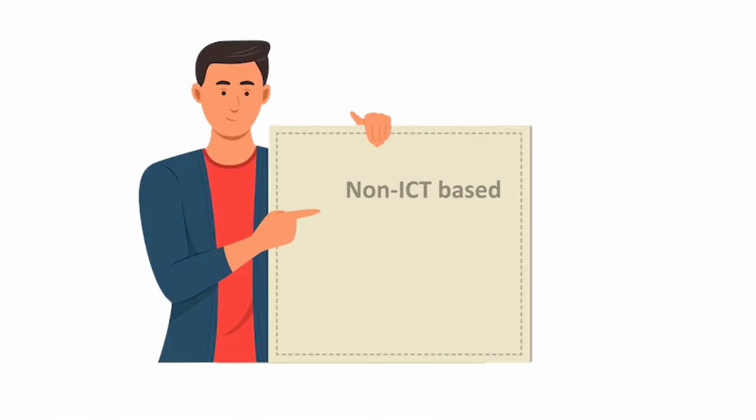Now we can describe the different types of student support services which can be provided by an open and distance learning institution. We can classify the student support services in two categories. That is the non-ICT based, and the other is the ICT based. ICT means information and communication technology. Some support services may be based on information and communication technology and others may be non-ICT based.